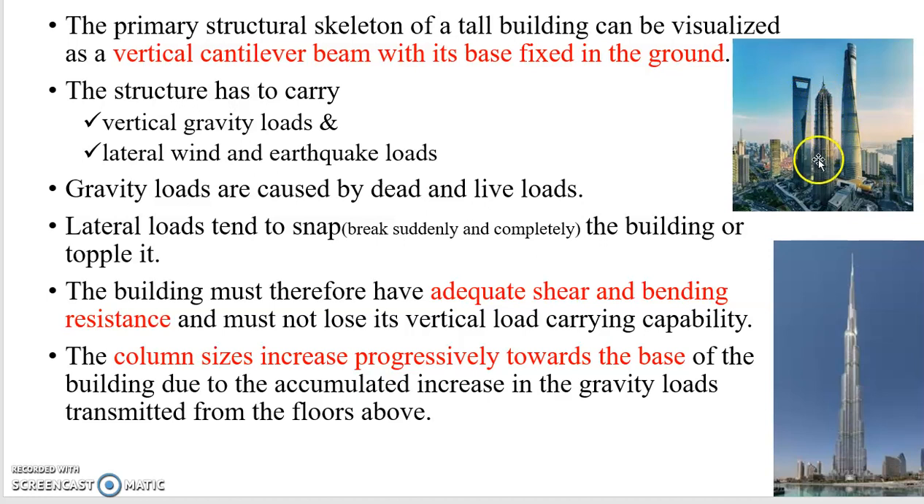weight of the dead load of the building and the live load of the building, that includes the gravity loads. It also has to resist the lateral loads like wind and earthquakes, and the building must have adequate shear and bending resistance, and it should not lose its vertical load carrying capacity. So we can see that these buildings may have column sizes which increase progressively towards the base of the building in order to resist the gravity loads which are carried from the top floors.